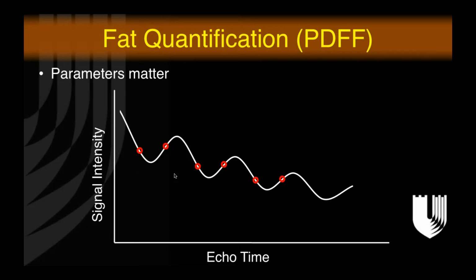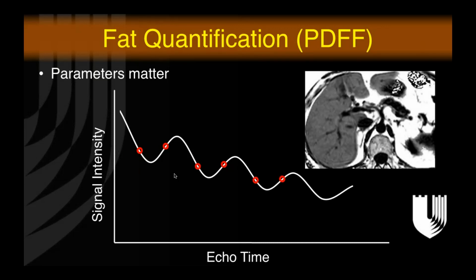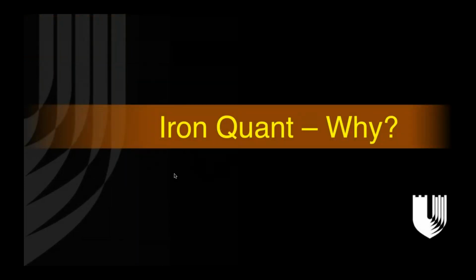So if you're going to use the vendor supplied techniques, you want to be very careful if you're going to alter them, to make sure that you're confident in how you're altering them and that you don't introduce some sort of error. And assuming everything goes well, you can get a very nice looking PDFF map that accurately presents the amount of fat in the liver.